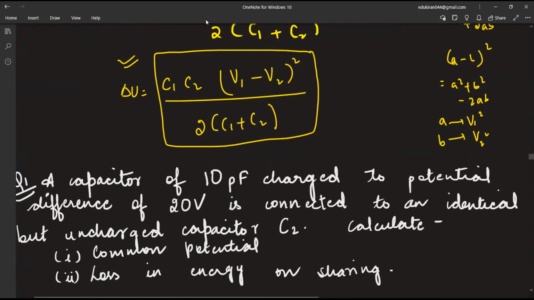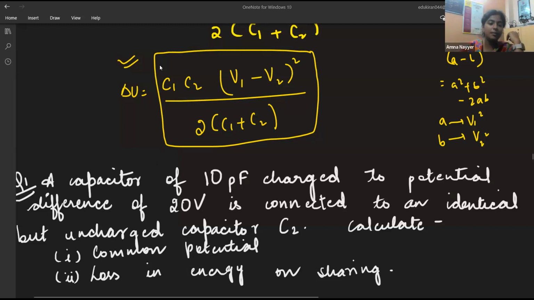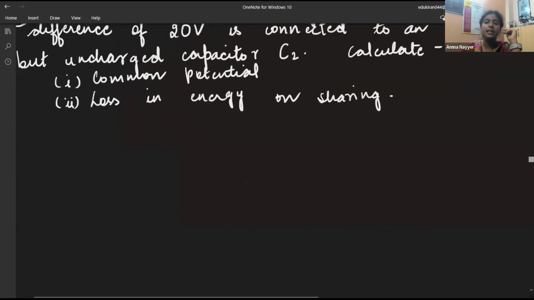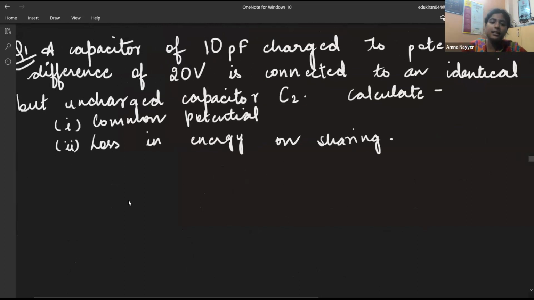Simple questions are asked. See, this question says that a capacitor of 10 picofarad is charged to a potential difference of 20 volt. This is connected to an identical but uncharged capacitor C2. You have to calculate the common potential and you have to find out the loss in energy also on sharing. Right? See, the value of capacitor 1 is 10 picofarad.